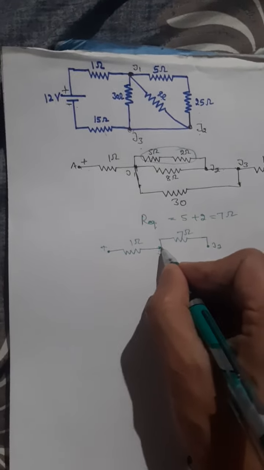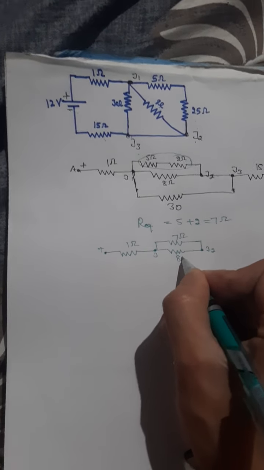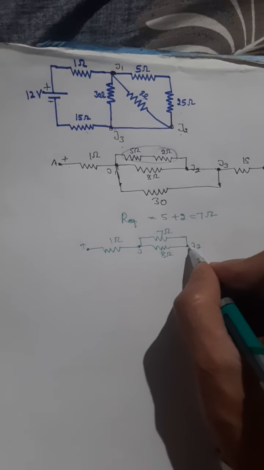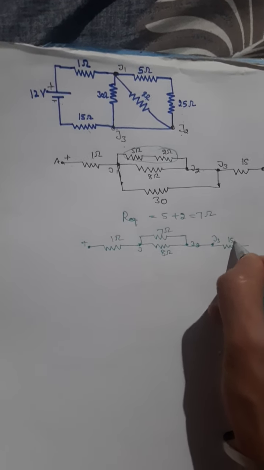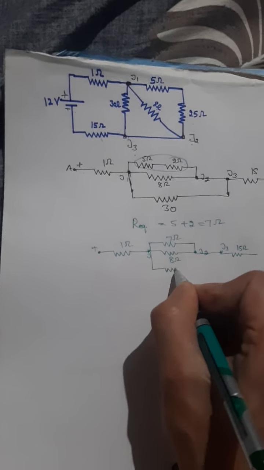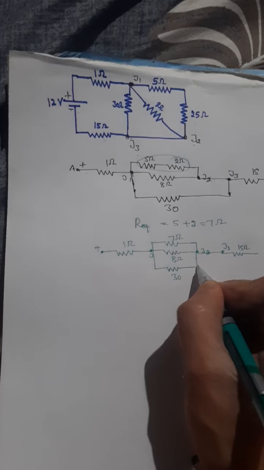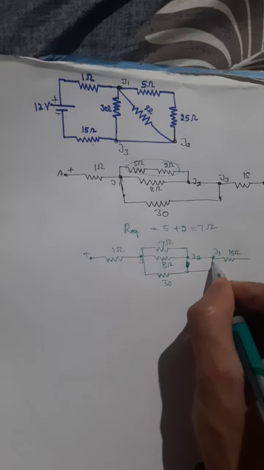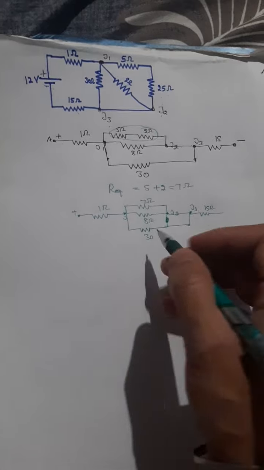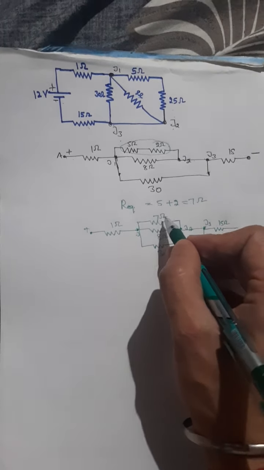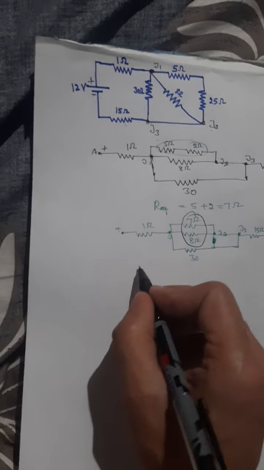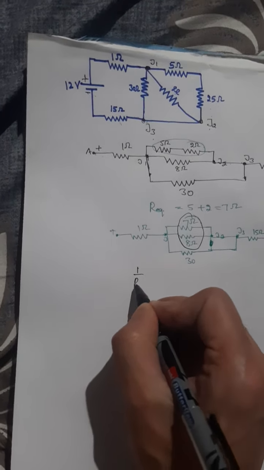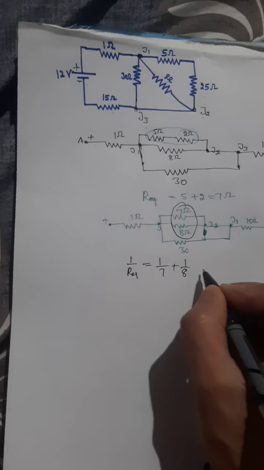J2 and 8 ohm, J3, 15 ohm and 30 ohm. Sorry, J3. Now we will solve these two. These two resistances are parallel. So the formula for parallel: equivalent equals 1 by 7 plus 1 by 8.